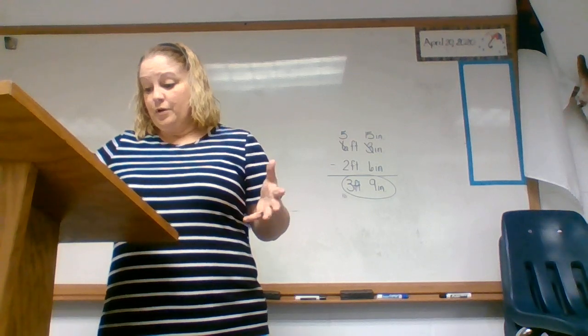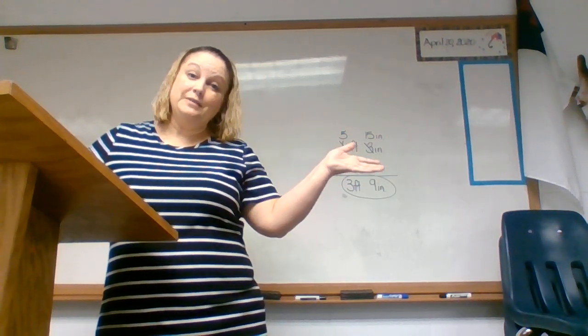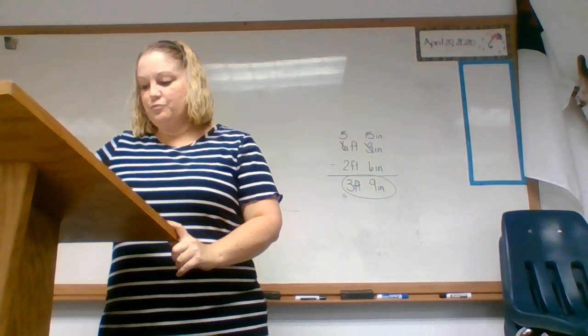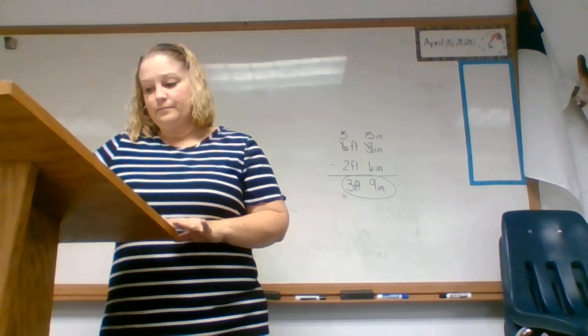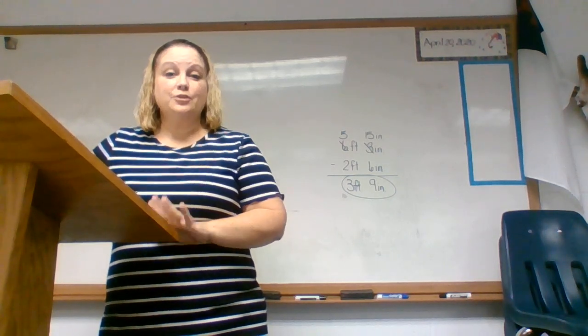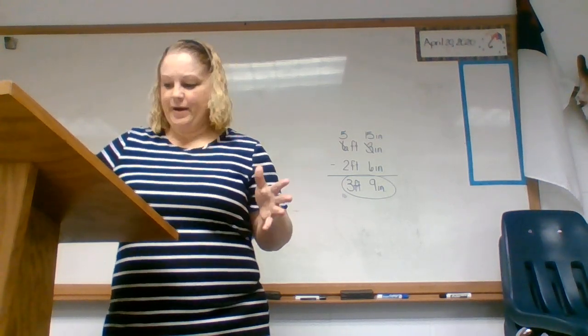All right, you had to convert and borrow a mile. Remember, a mile is 1,760 yards. So we had to put that with the 15 yards. When you subtract, you should have 1 mile, 1,725 yards. Okay, so that should be your answer, 1 mile, 1,725 yards for your answer for A.